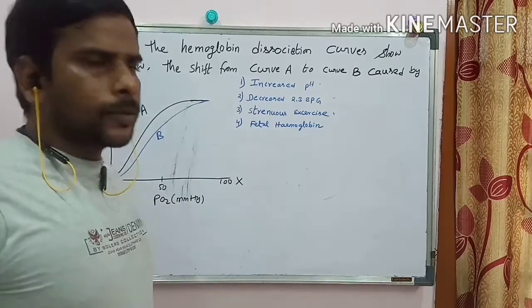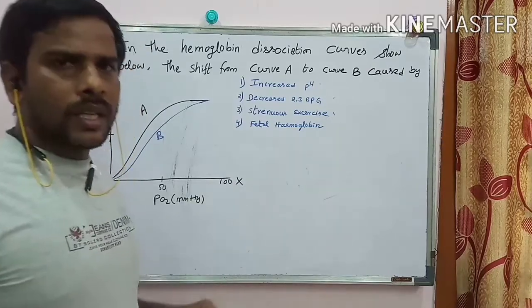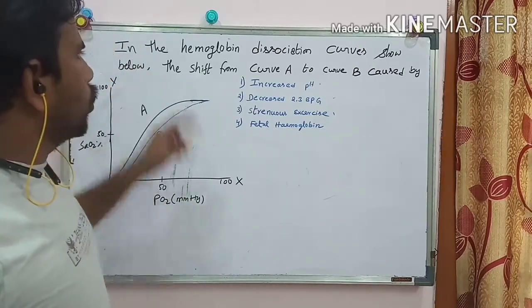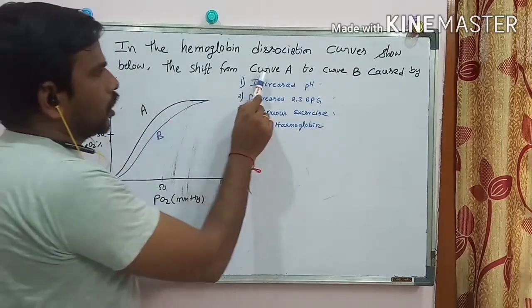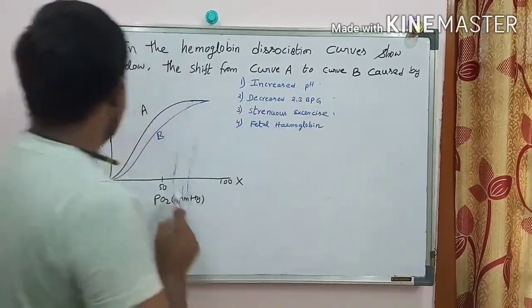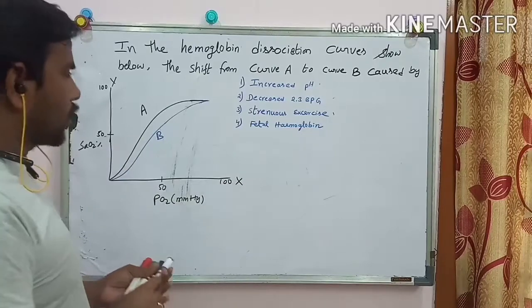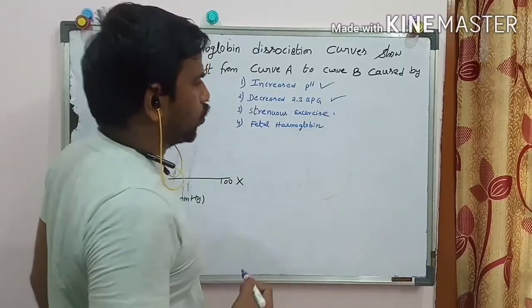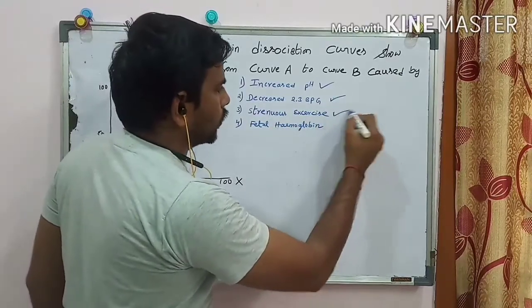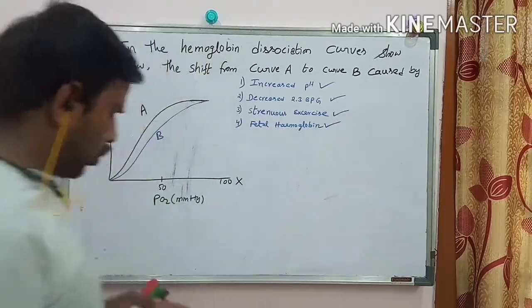Welcome students. Now we will see another question. In the hemoglobin dissociation curves shown below, the shift from curve A to curve B is caused by what exact reasons? You see the options: increased pH, decreased 2,3 bisphosphoglycerate, strenuous exercise, and fetal hemoglobin.